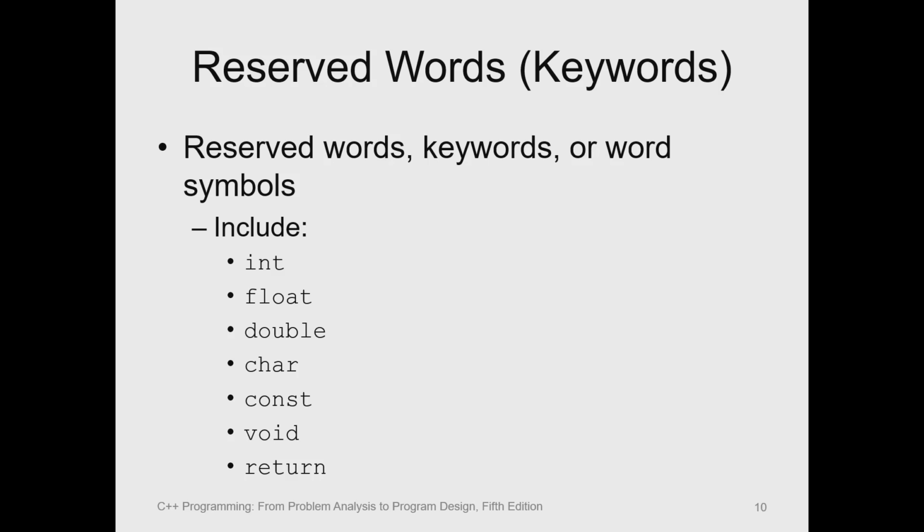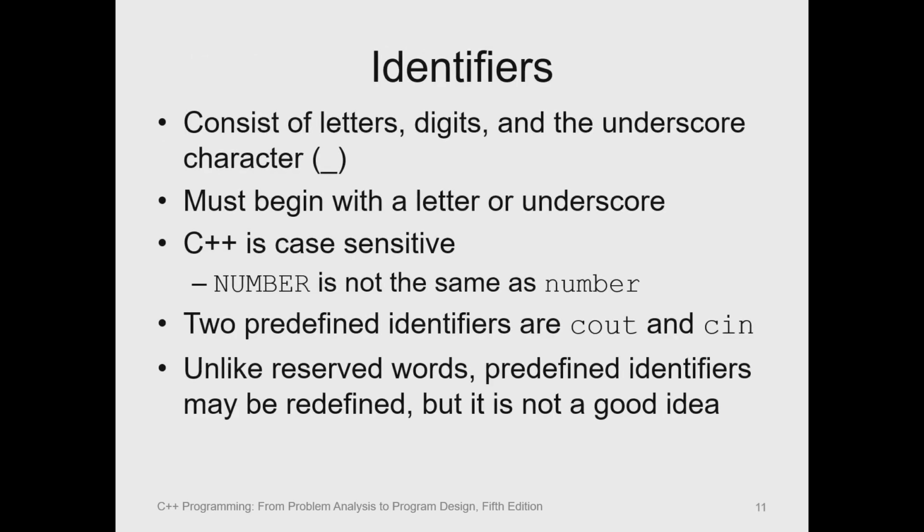Identifiers or variables. An identifier consists of letters, digits, and the underscore character. Identifiers in C++ must begin with a letter or underscore. And take note that in C++, when you create an identifier, it is case sensitive.